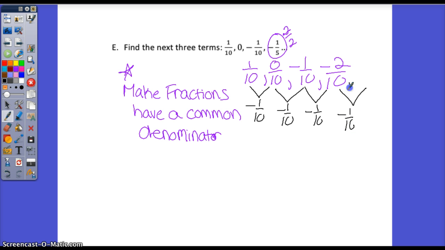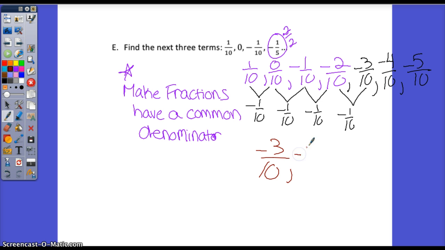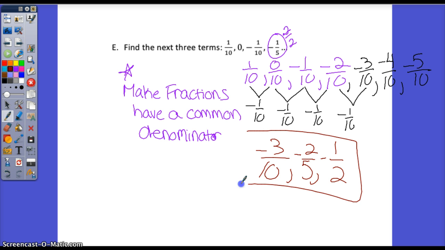Negative 2/10 minus 1/10 is negative 3/10. Minus 1/10 is negative 4/10. Negative 5/10. But my final answer is not going to be what's here in black. It's going to be what I'm going to write here down in red. Negative 3/10, negative 2/5, and negative 1/2. Sorry, negative 5/10 needs to simplify to negative 1/2. This is my answer because you had to simplify your fractions.